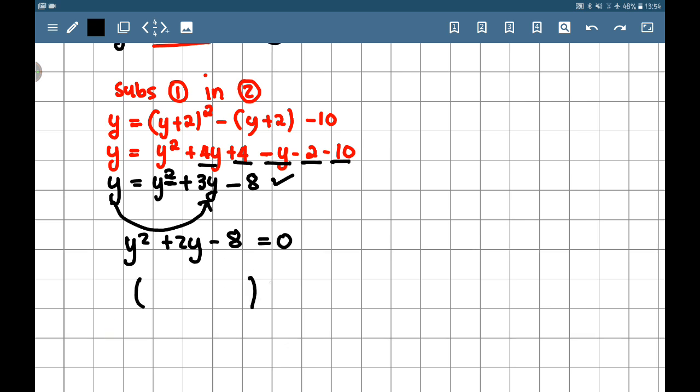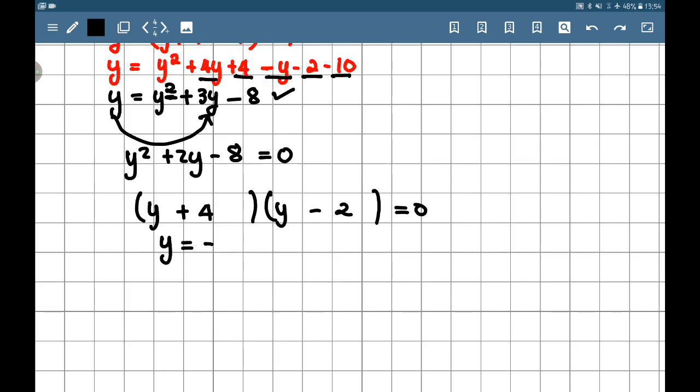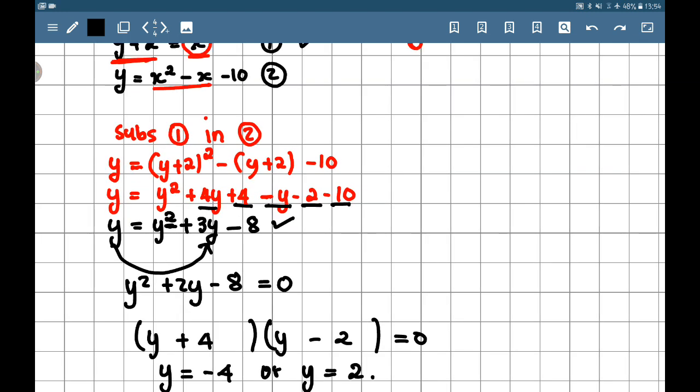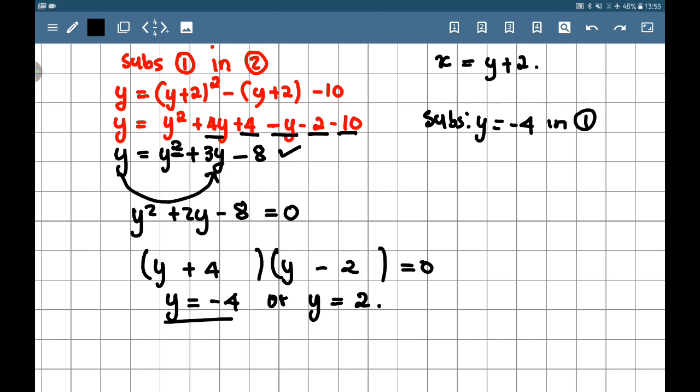Then we are going to factorize this now. It's equal to 0. So we're going to have y plus 4 and y minus 2. And this is now going to be y is equal to minus 4 or y is equal to 2. But we're not yet done. We have solved for y, right? We still have to solve for x. So we are going to use equation 1 to get x. So in that case, we're going to have x is equal to minus 4 plus 2, which is going to be minus 2, which means the coordinates will be minus 2 and minus 4, right?